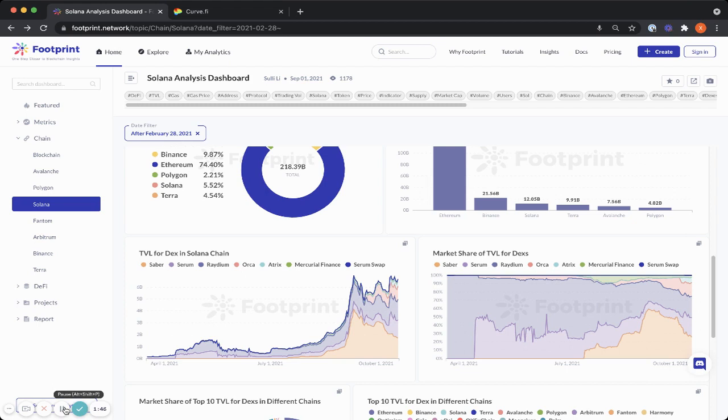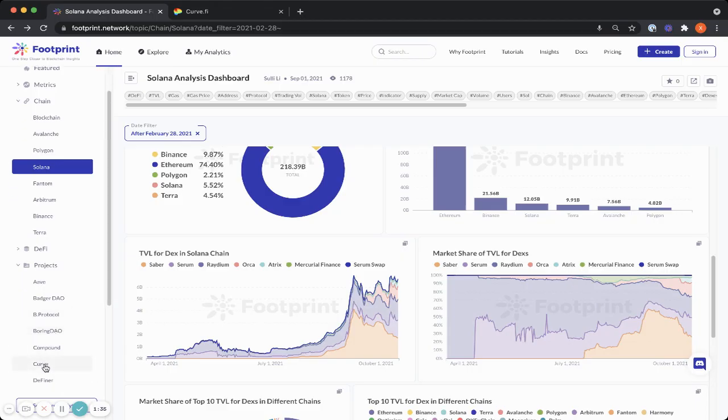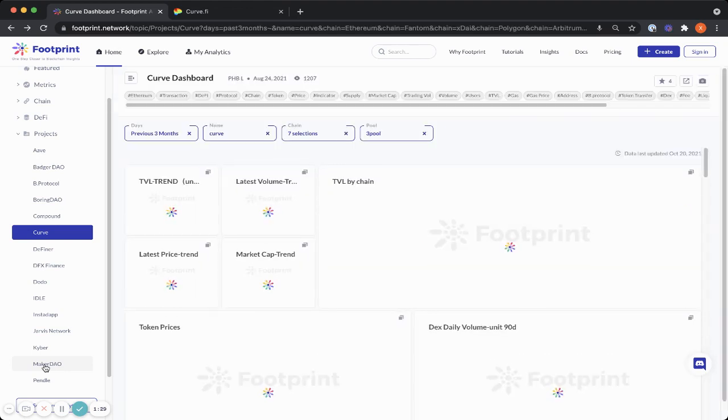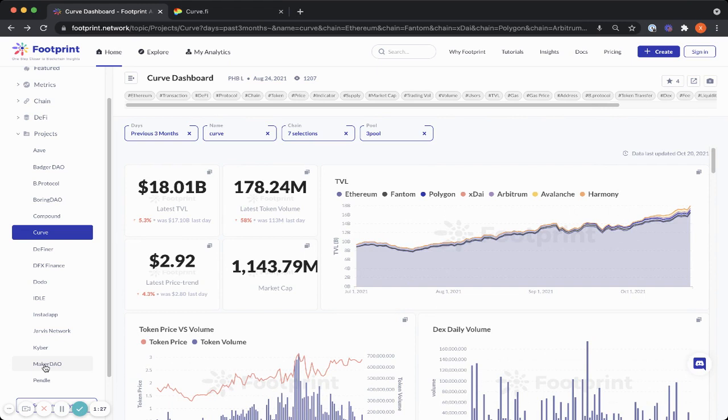So for the next section, let's skip on over to something that's a bit different, which is projects. This area, in my opinion, showcases some of the great impact that Footprint can offer. The ability to surface granular levels of detail which solve real-world problems in the industry. In this area, we'll see a number of projects which we have developed solutions for, allowing users of these projects greater access to detail.